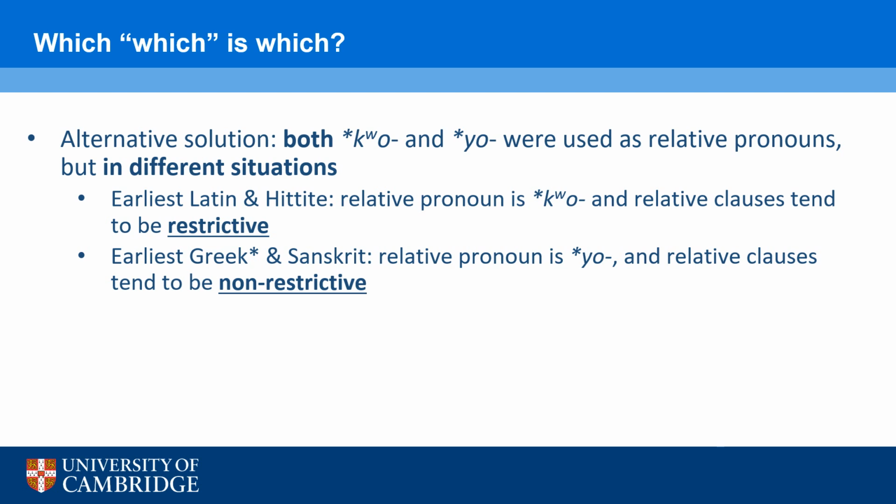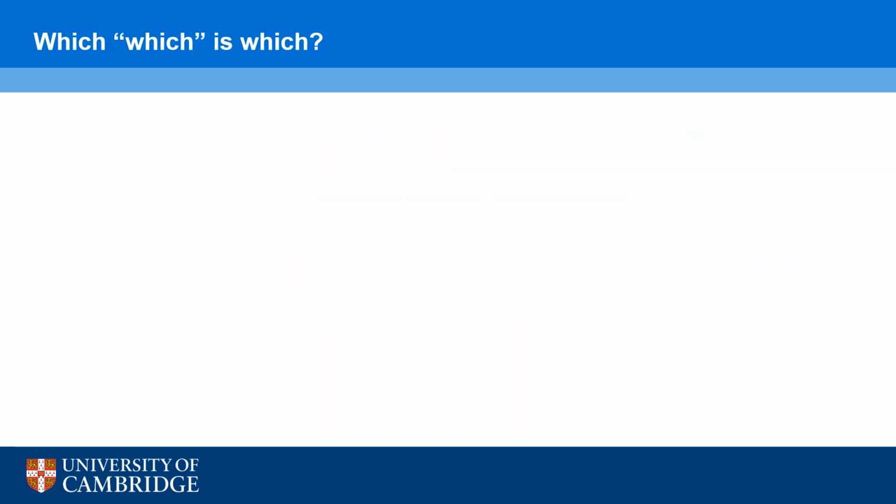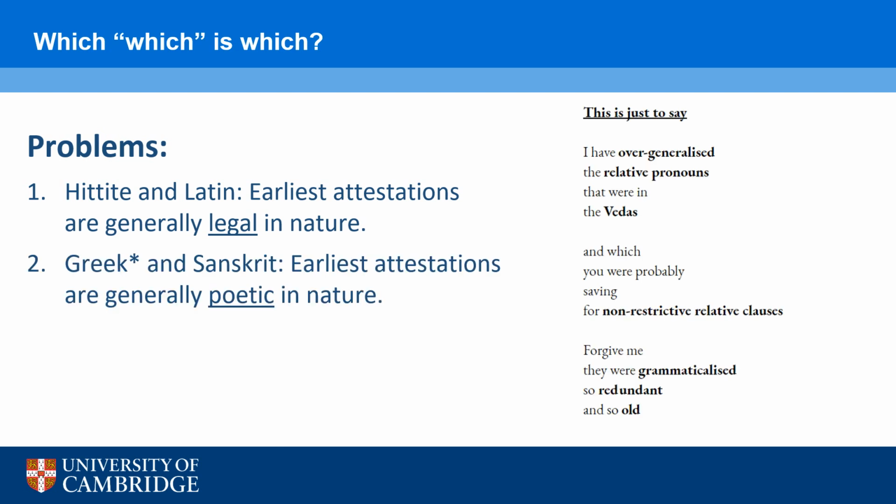So if we join the dots here, we might suggest that qua was the relative pronoun for restrictive relative clauses, while ya was used for non-restrictive relative clauses. However, you must be getting used to this now, there are still problems. We need to look at the nature of the earliest texts in each language. If we look at Latin and Hittite, we see that the earliest attestations are inscriptions that are generally legal in nature. For Greek and Sanskrit, however, our earliest large-scale attestations are from oral poetry.